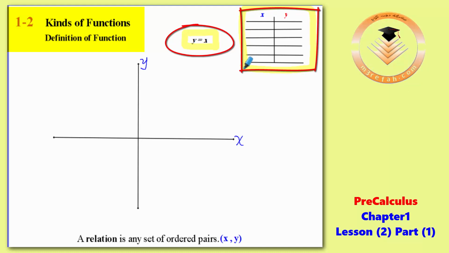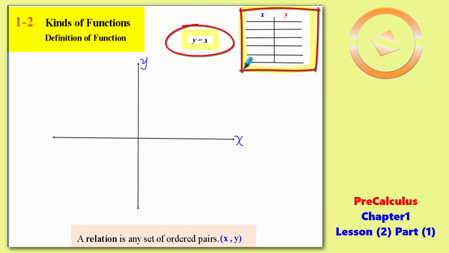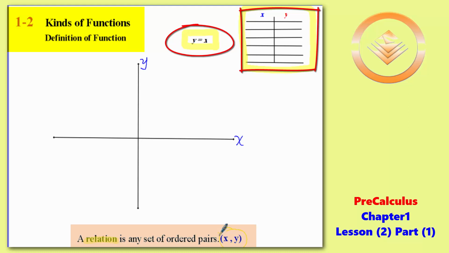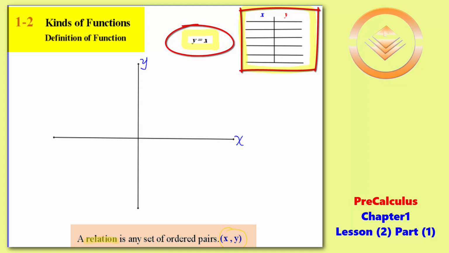Okay, now let's start by defining a relation. A relation is any set of ordered pairs. When you say ordered pairs, these are pairs of x and y, meaning these are x values and y values together. So let me give you an example of an ordered pairs.